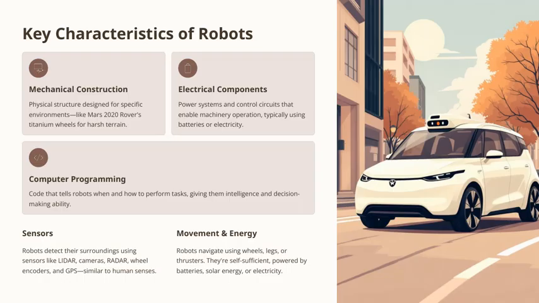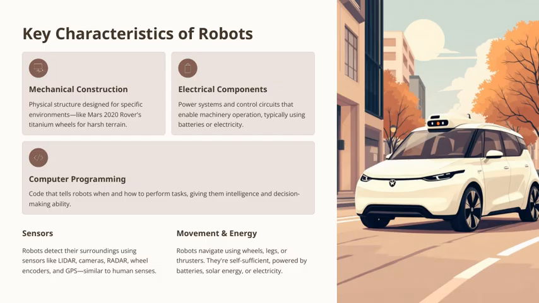Let's take a closer look at the key characteristics that define robots. First, their mechanical construction is tailored for their specific environments. For example, the Mars 2020 rover has titanium wheels designed to handle the harsh terrain of the Martian surface. This shows how their physical structure is built for durability and function in extreme conditions. Next, we have electrical components. These include power systems and control circuits that allow robots to operate.